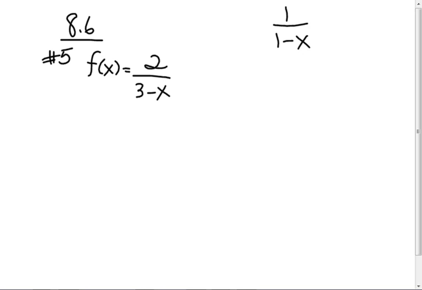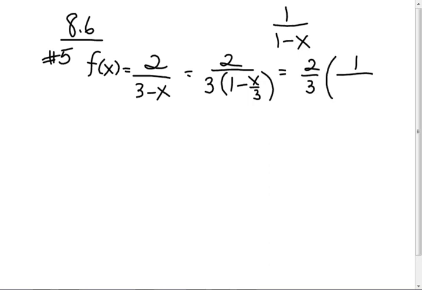Ori says factor 3 out. Now, if I factor out a 3, I'm left with 1 minus what? X over 3. Once you see this, it's easy. So now I want to take out what number? Alex? 2/3. There you go.